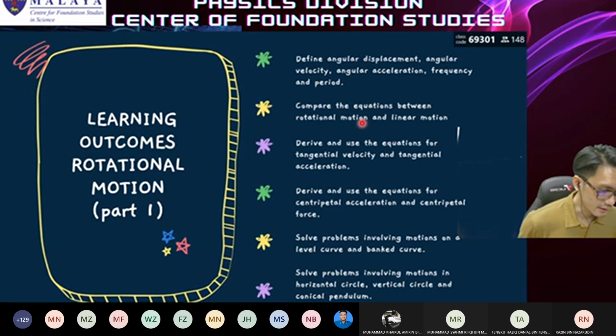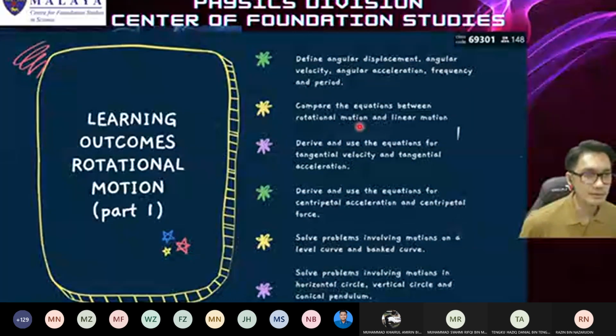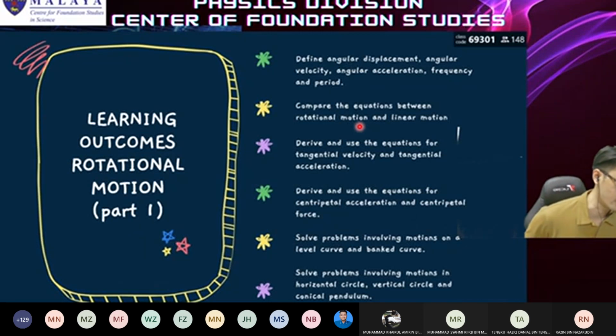Okay, so these are the learning outcomes. If you read here, we need to define what angular displacement, what angular velocity, angular acceleration, benda yang sama, displacement, velocity, acceleration, but it's all about the circle ataupun circular path. And then we will study about frequency and period. And we compare the equation between rotational and linear motion. Nanti kita buat comparison and derive and use the equation for tangential velocity and tangential acceleration.